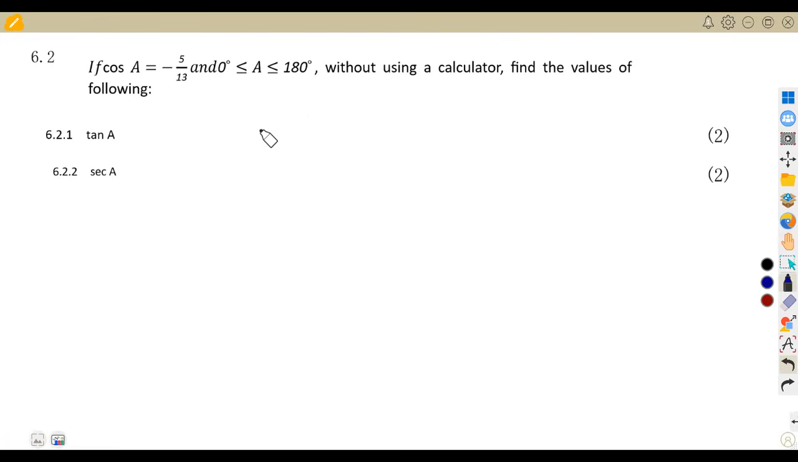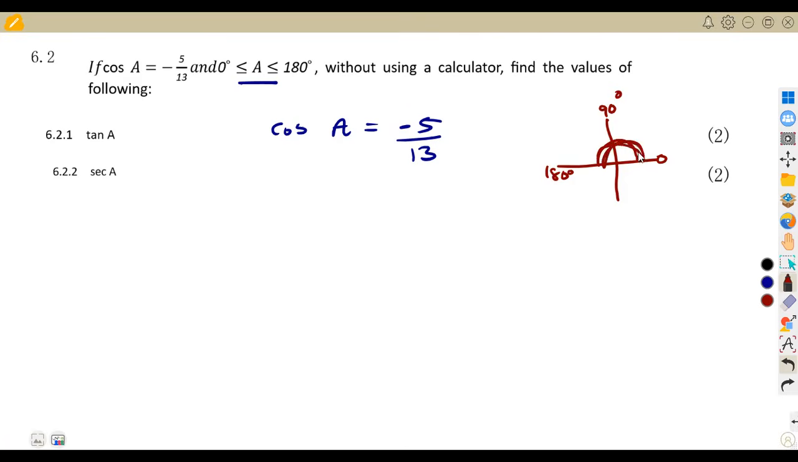So there are 2 things that we must consider. The first thing is that our cos is negative. Cos A is -5 over 13. And the interval of A is from 0 to 180, meaning we are working with 2 quadrants, the first and the second, that's 0, 90 degrees, 180 degrees. And in between these 2 quadrants, where do we see our cos being negative?